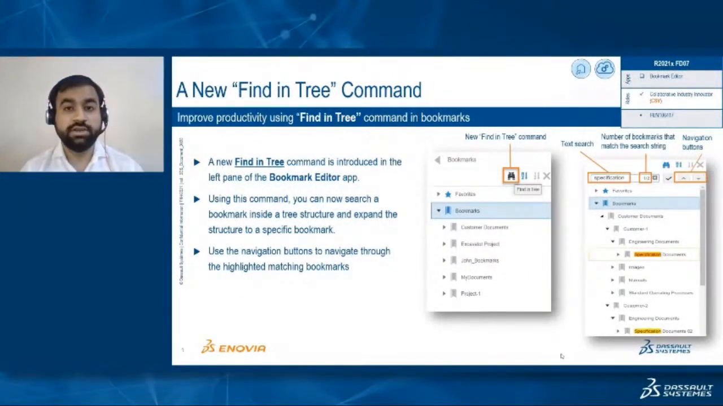You can now use the new find in tree command in the left pane of the Bookmark Editor app to search for a specific bookmark. Bookmarks matching a text search are automatically highlighted, and the bookmark structure is expanded to show the matching bookmarks. You can also use the navigation button to navigate through the matching bookmarks.